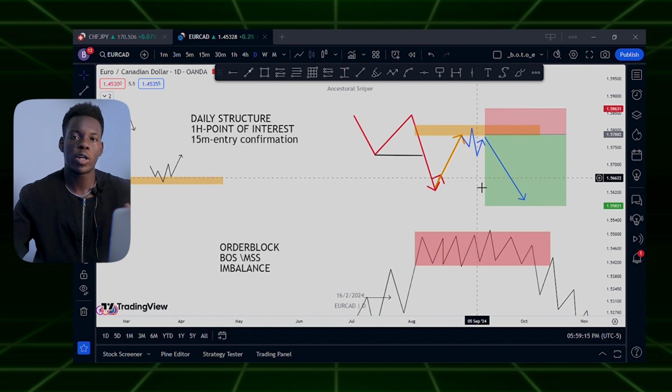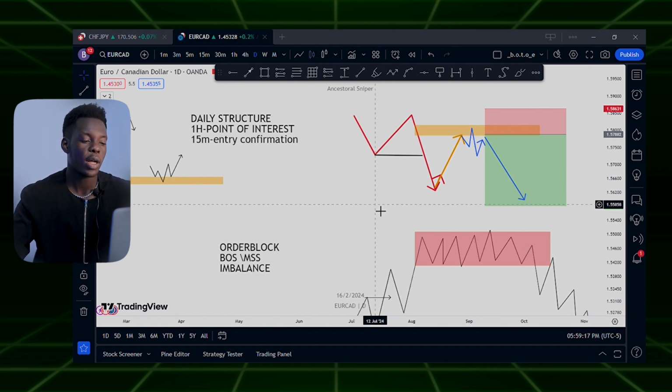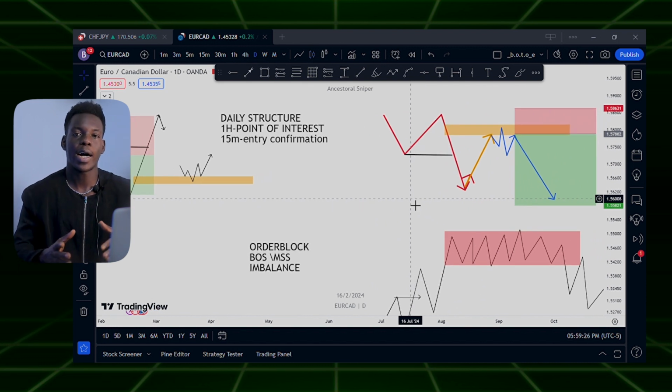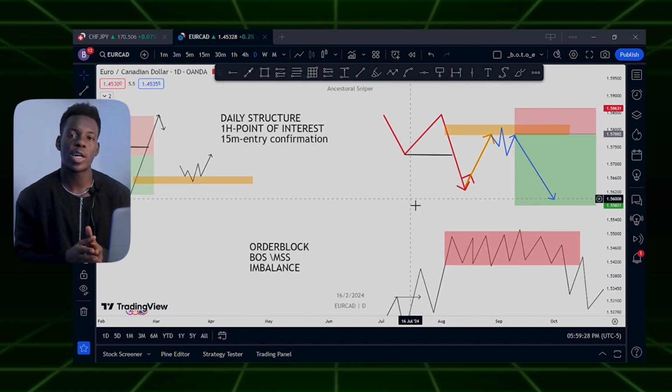So the same trade plan: market structure, and in the 1 hour you're looking for a point of interest, and in the 15 minutes we are looking for an entry confirmation. So basically that's the whole strategy, and that's all you need to know. You need to know market structure, the videos, you can check them out. Then the 1 hour, the point of interest, and order block.